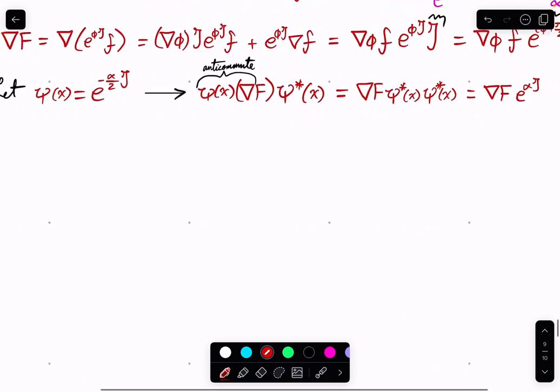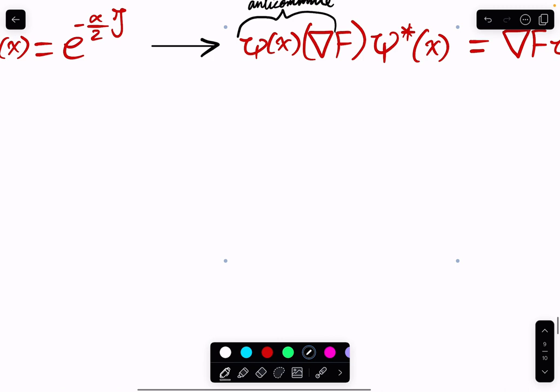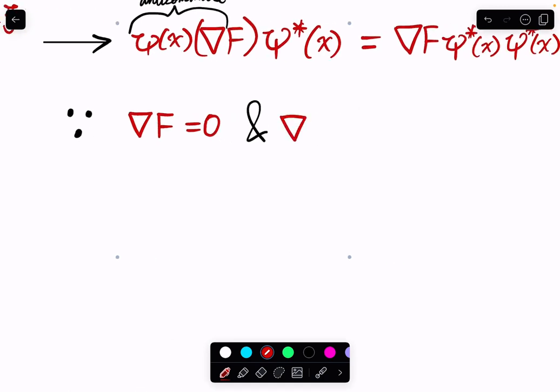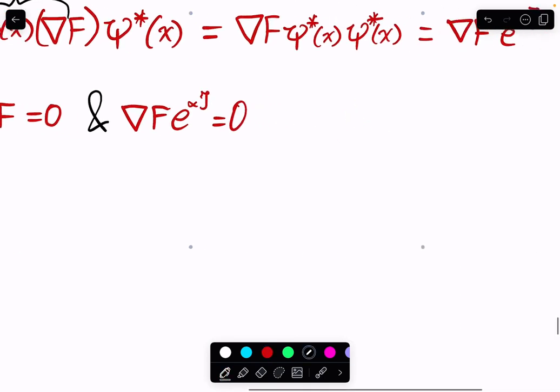But because the gradient of f equals 0 and the gradient of f e to the alpha I equals 0, you have that gradient of f is equal to the gradient of f e to the alpha I.